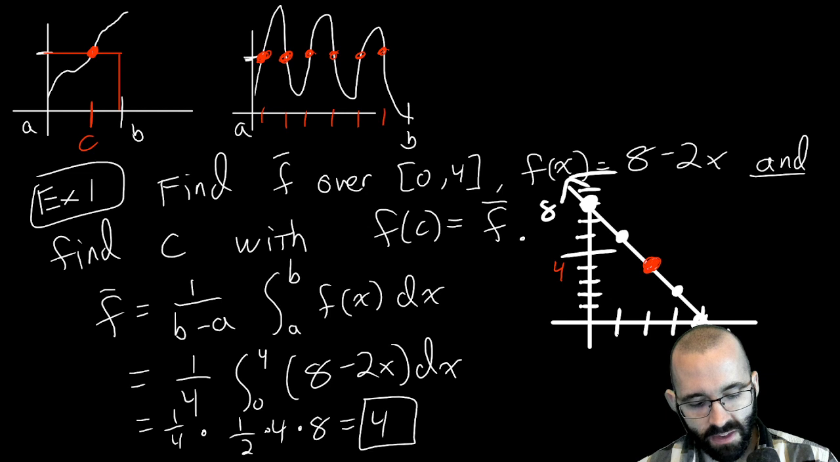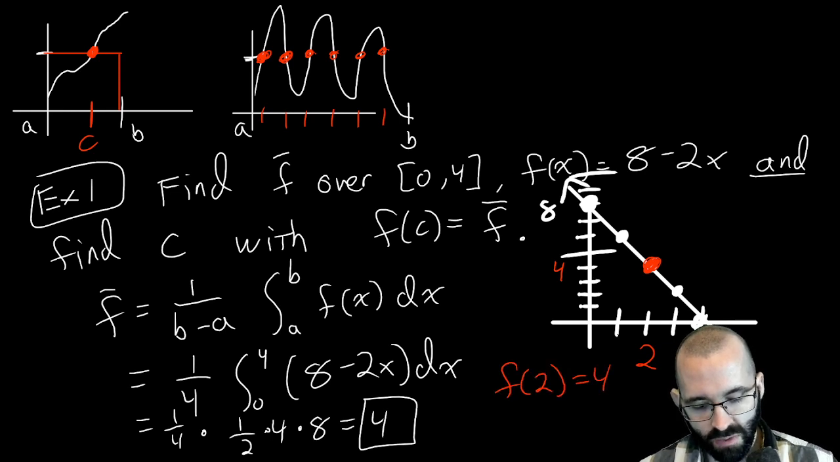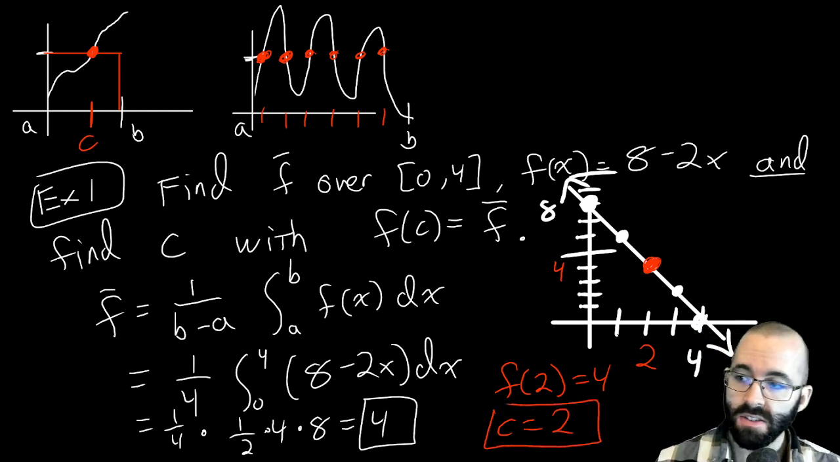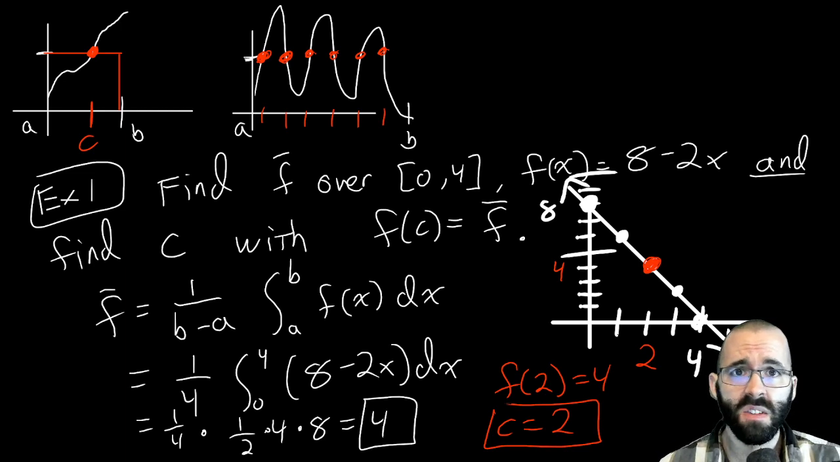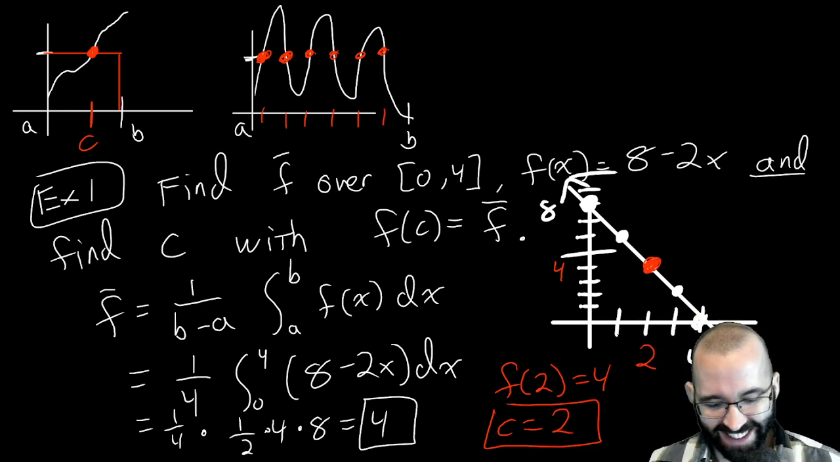So again, that tells us that this is our average value right here. And hey, this was guaranteed by the MVT. And here's the location. The location is at 2. We know f of 2 equals 4. So that c value that we're looking for, and there might be multiple, in this case, our c value is just 2. That's it. That's this whole video. All right. Isn't that nice? Like I said, a little sunshine coming down.